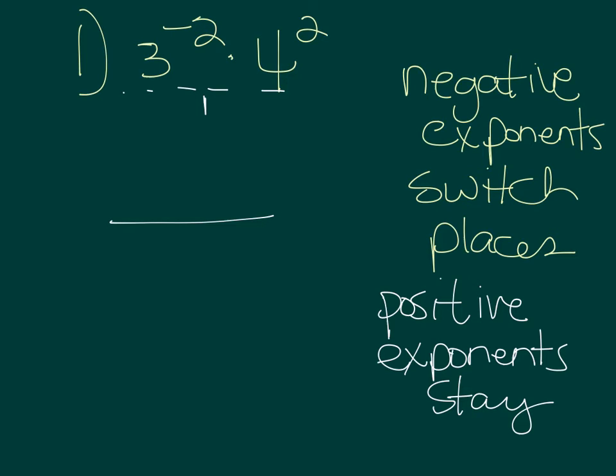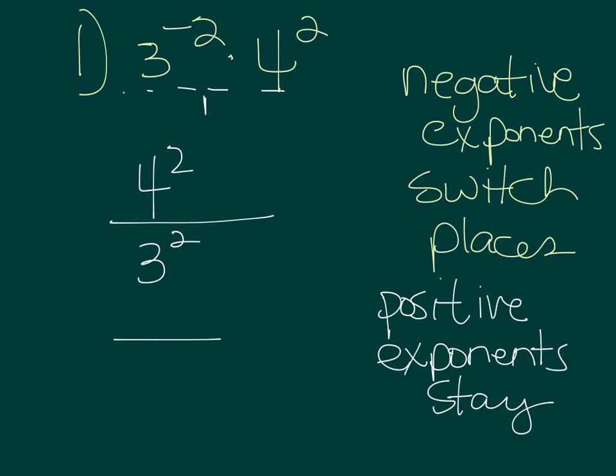So I'm going to put 3 to the second on the bottom. And once it moves, it becomes a positive exponent. 4 squared has a positive exponent. So if you notice, it says positive exponents stay where they're at. So that is what number 1 is really saying. We have 4 squared over 3 squared.